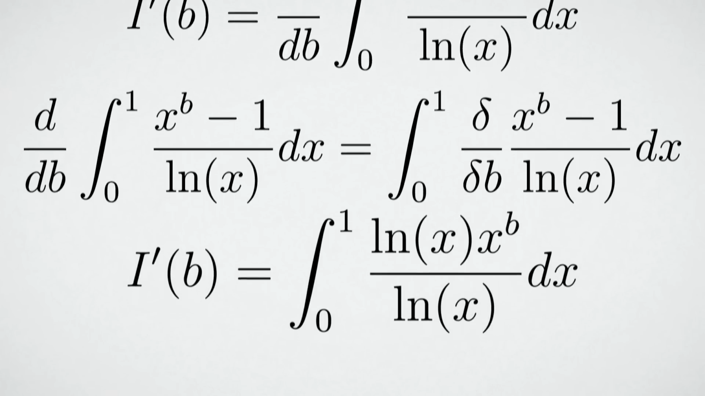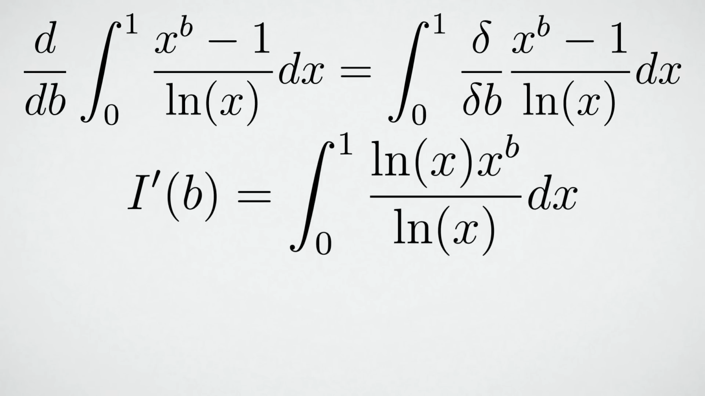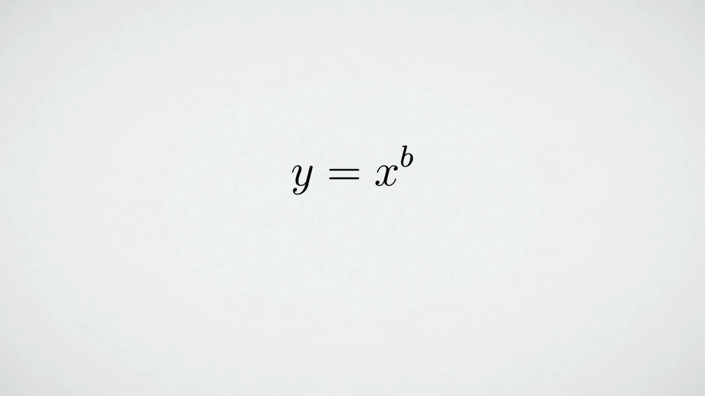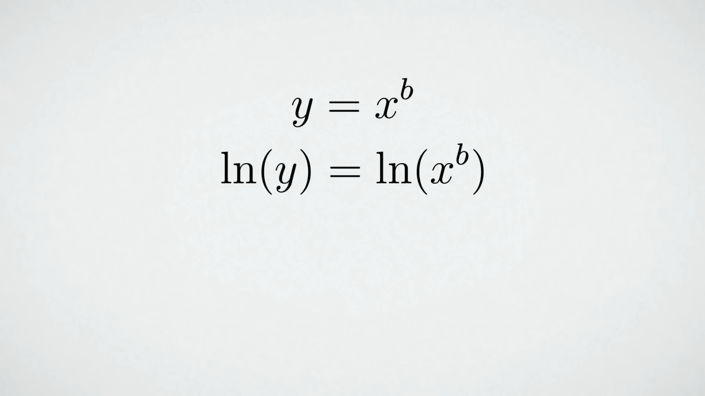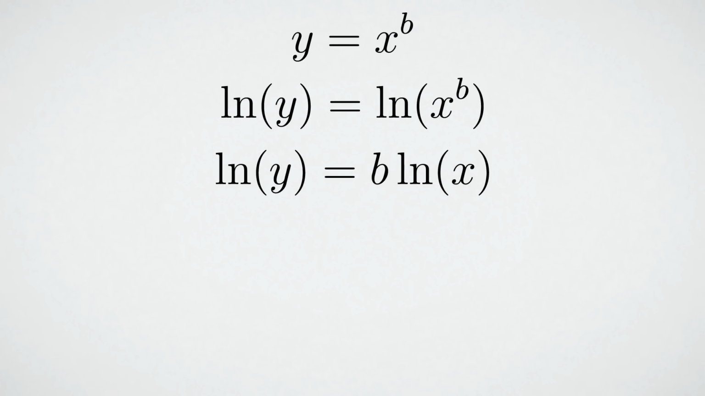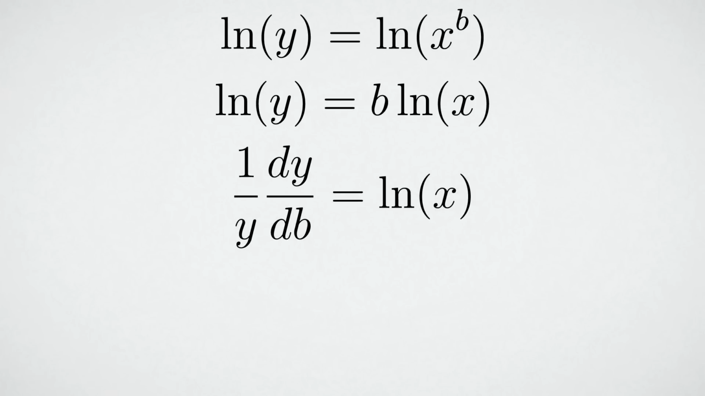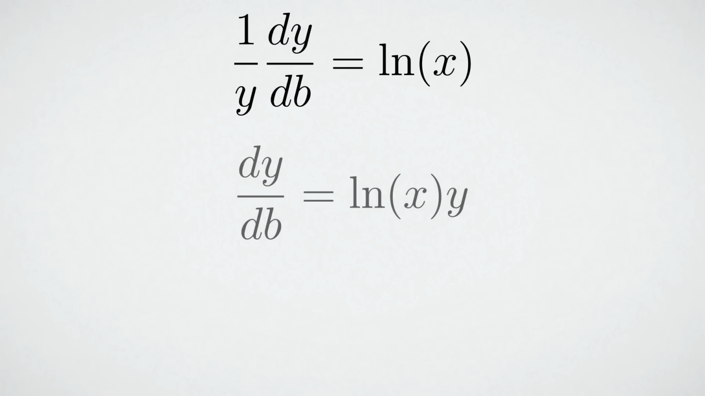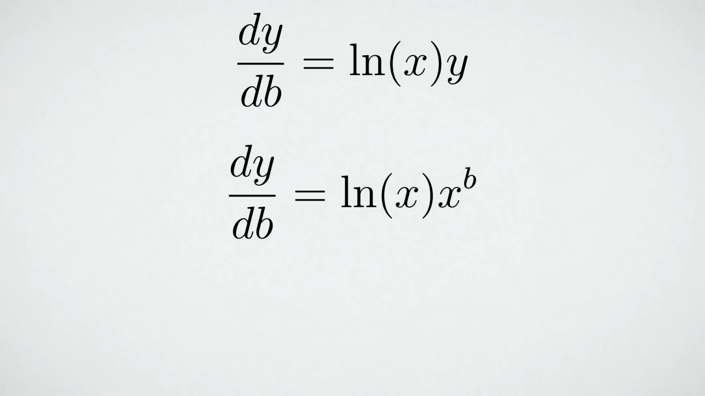So when we hold x constant and take the derivative with respect to b, x to the b becomes the natural log of x times x to the b, all over the natural log of x, which we can quickly prove if we take y equals x to the power of b, take the natural log of both sides, giving the natural log of y equals b times the natural log of x, and then differentiating that we get 1 over y dy/db equals the natural log of x. So dy/db equals the natural log of x times y, and dy/db equals the natural log of x times x to the power of b.